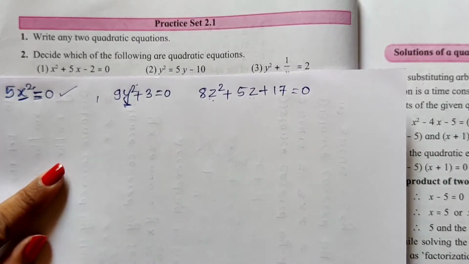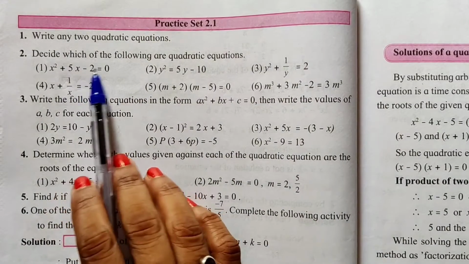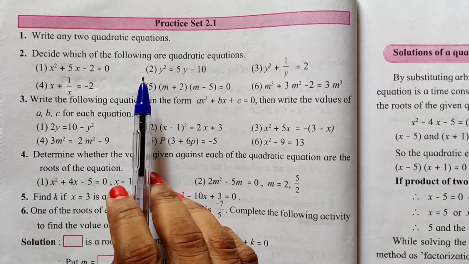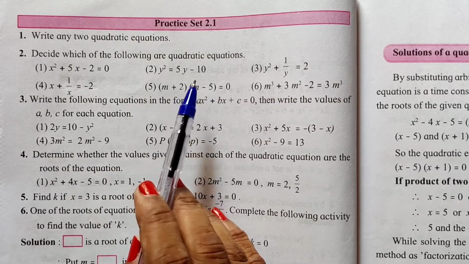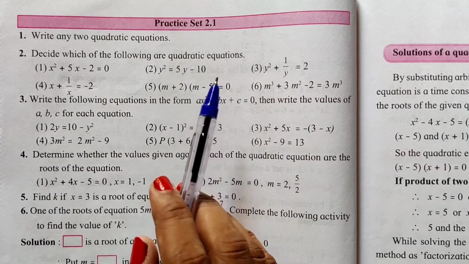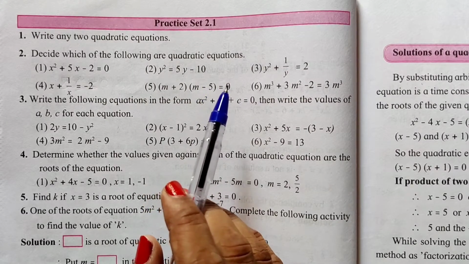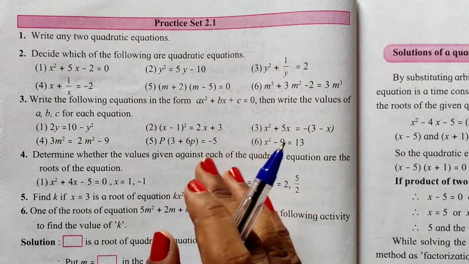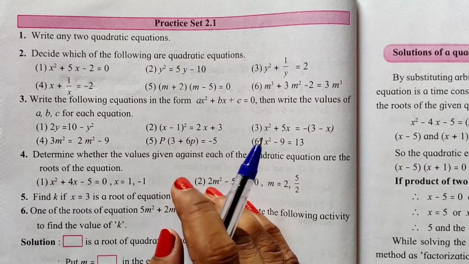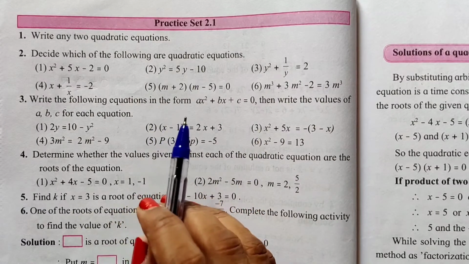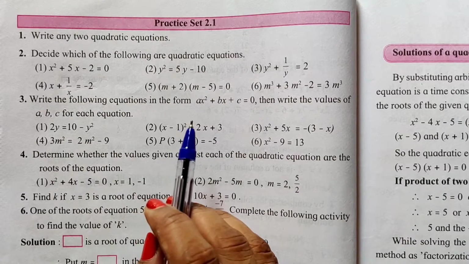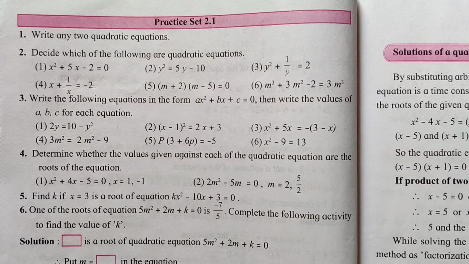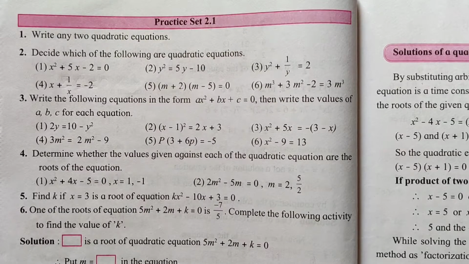So now let us go to the second question. Decide which of the following are quadratic equations. Equations are given. When we want to decide whether an equation is quadratic or not, just see that the equation should be in the general form ax square plus bx plus c is equal to 0. At least the variable terms should be on the left hand side properly. Then you can check whether there is only one variable and the maximum index is 2 or not, and then write the solution. Okay, so let us see this first sum. x square plus 5x minus 2.